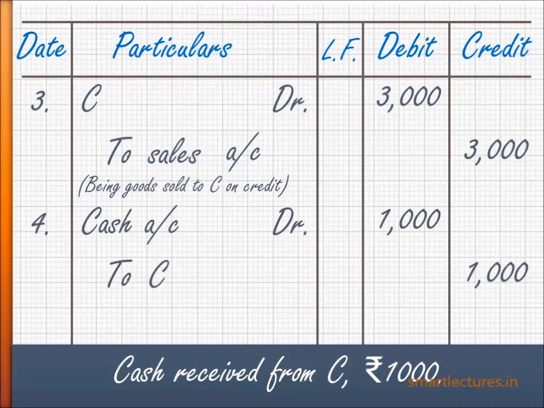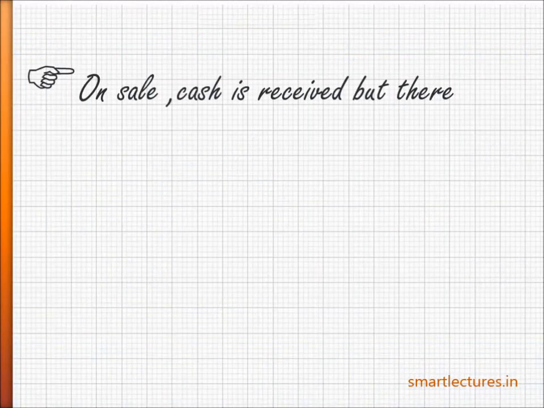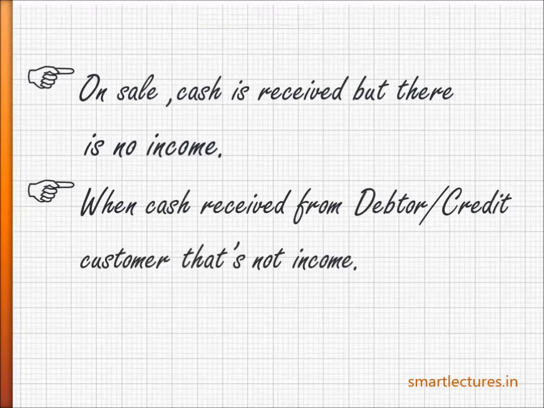Now, one thing I would like to make it clear, sometimes the students get confused. They think if we have recovered money from the customer, that is our income. No. When we sell the goods, we receive cash, there is no income. And when we receive the cash from the debtor or our credit customer, that's not an income.